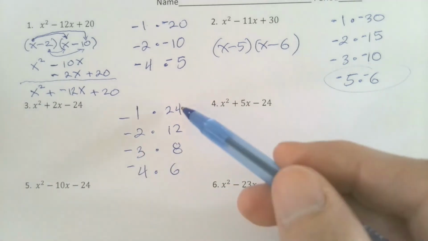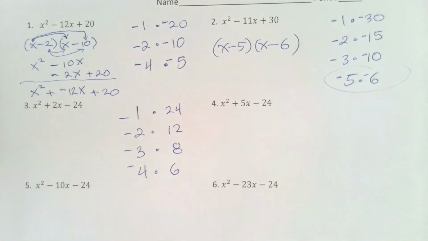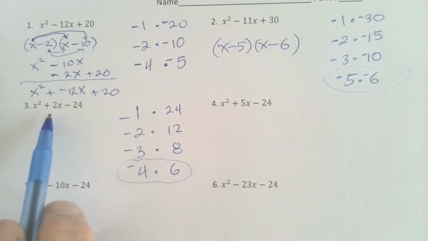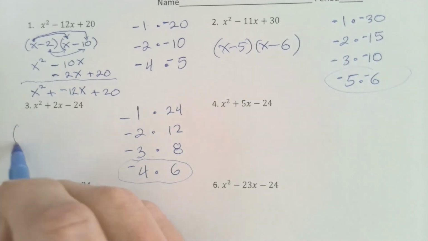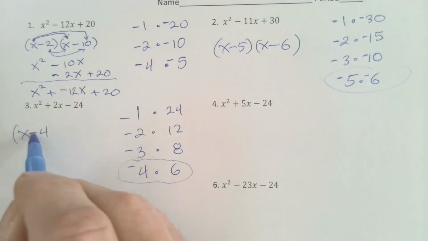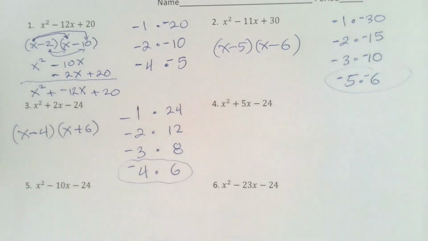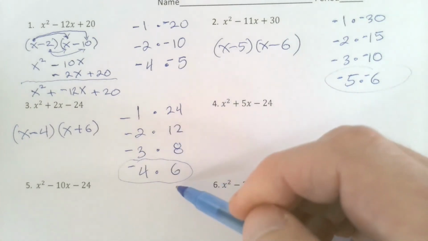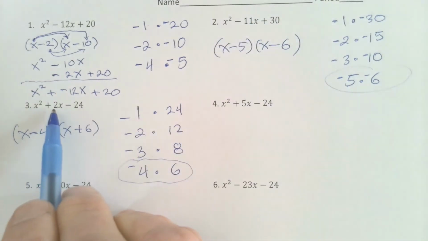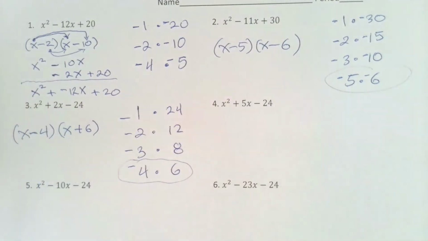Now, all these products or multiplications make negative 24, but only this combination helps you make positive 2 in the middle. So it's x minus 4, and it's x plus 6. If you put the negatives down the big side, you would not be able to make any kind of a negative or a positive number in the middle.